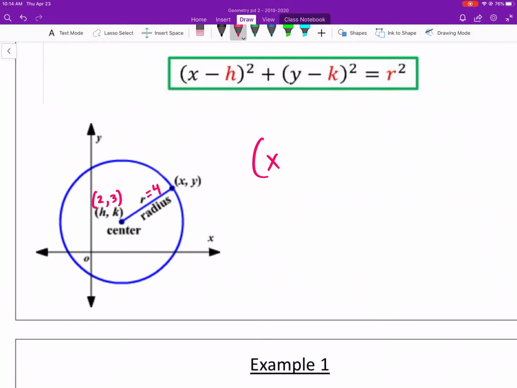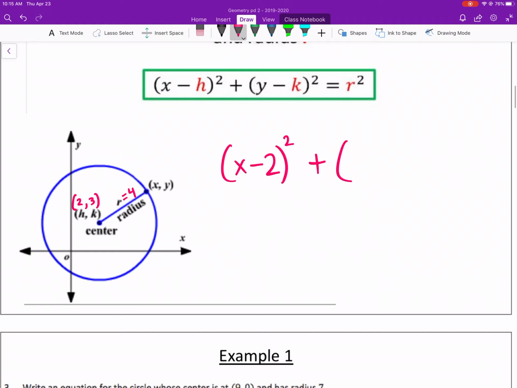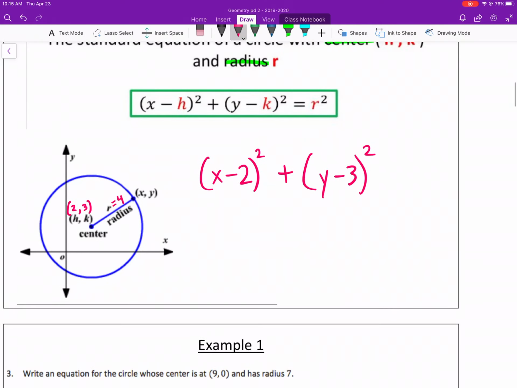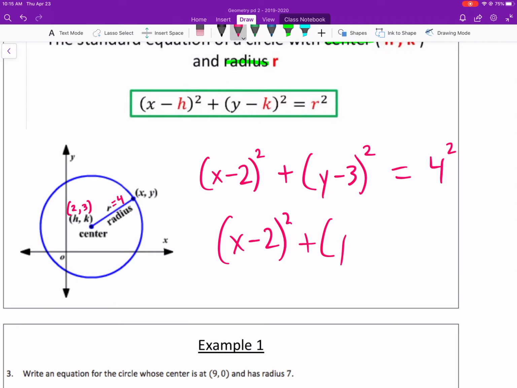x minus the h value, which is just the x value of the center, which is 2, so x minus 2 squared, plus y minus, this is now the y value for the center, which would be 3 squared, is equal to the radius squared, which is equal to 4 squared. Now x minus 2 squared doesn't simplify, y minus 3 squared doesn't simplify, but 4 squared does. So you'd be left with x minus 2 squared plus y minus 3 squared is equal to 16.